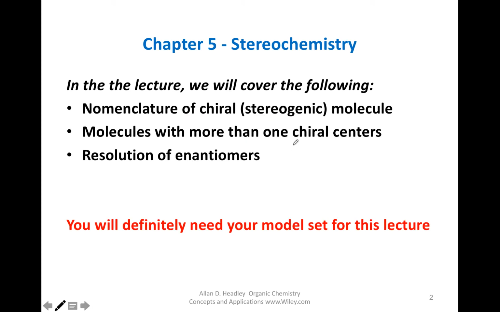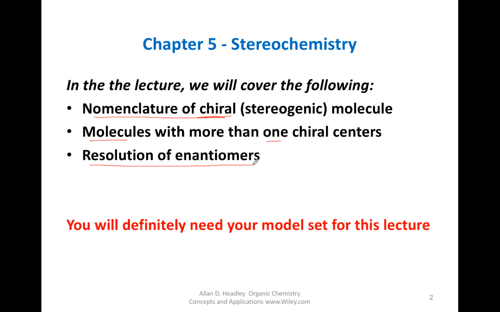In today's lecture, we will be looking at the nomenclature of chiral or stereogenic molecules. So here's another term for you. Chiral is the same as stereogenic, so they are synonyms. And we will also look at molecules that have more than one chiral center. More than one. So it gets a little complex here. And then we'll look at how we resolve enantiomers.